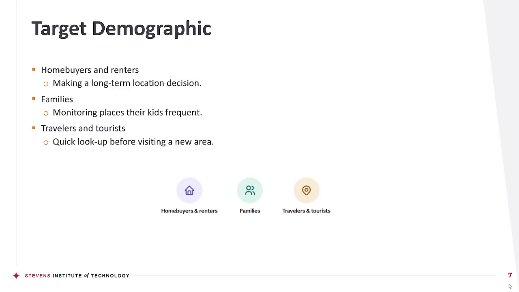So the target demographic will primarily be home buyers and renters. These are people who are making a long-term location decision. They're going to stay there for a while. Families monitoring places for their kids, tourists and travelers, like just so they could quickly look up the location before visiting a new area.